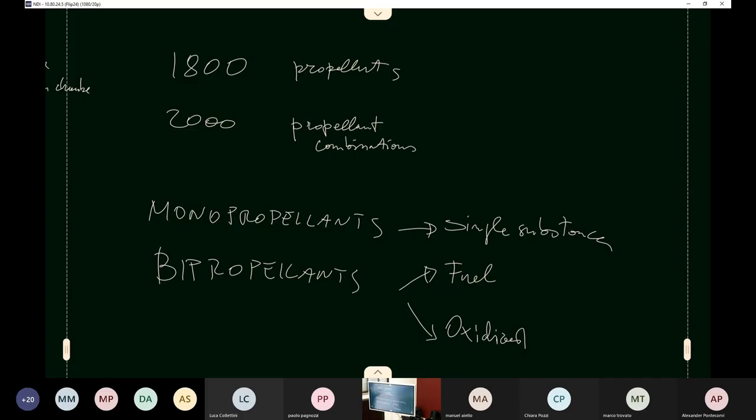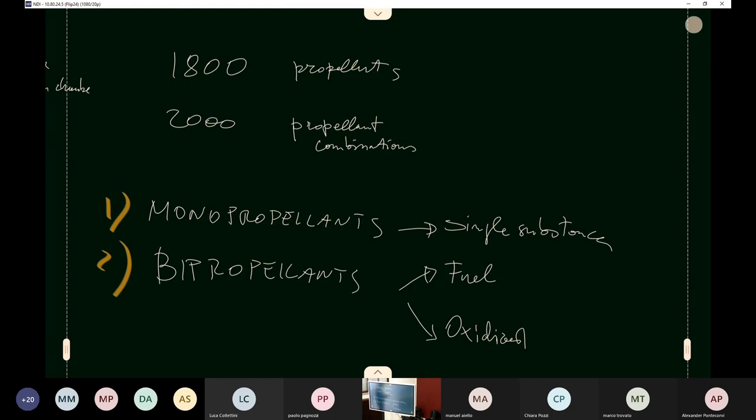So fuel is a combustible matter. That means that it will release energy if it reacts with an oxidizer, whereas an oxidizer is an oxidizing agent. That means something that supports combustion with the fuel. Of course, these are related to the fact that the substance will try to capture or release electrons because of their orbital arrangement of the electrons. So this is the first classification. So we see monopropellants and bipropellants.